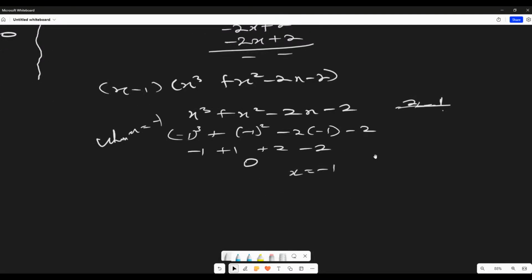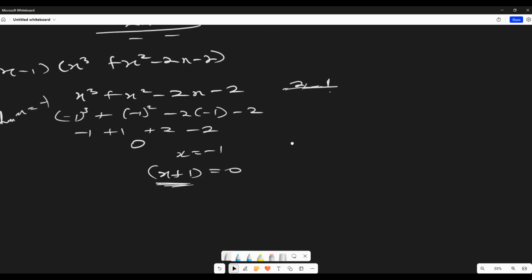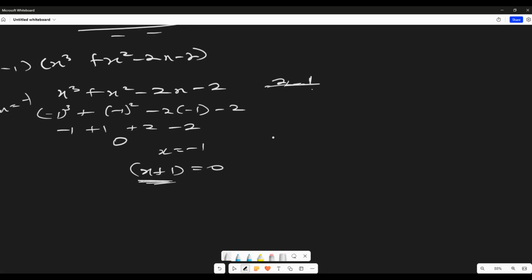When negative 1 crosses the equal sign, we'll have x plus 1 is equal to 0. It means x plus 1 is another factor of this expression or even the original expression. Since this is a factor of this, it is also a factor of the original expression. So now let's divide this one by this to get the other factors. We are going to perform long division again. Let me shift this one to the left side, small. And then we perform the long division.